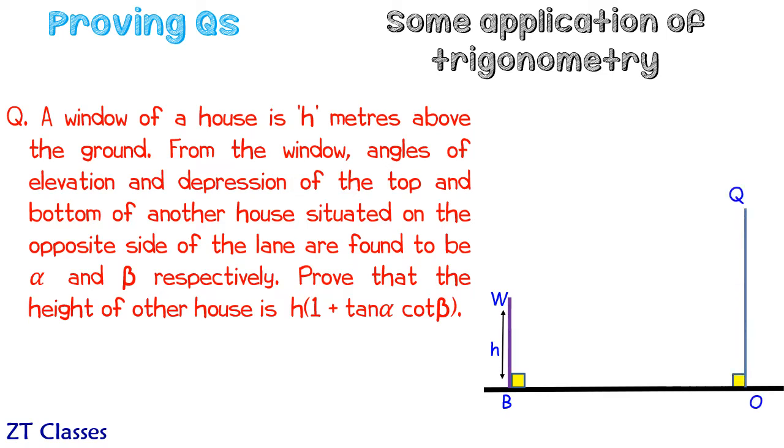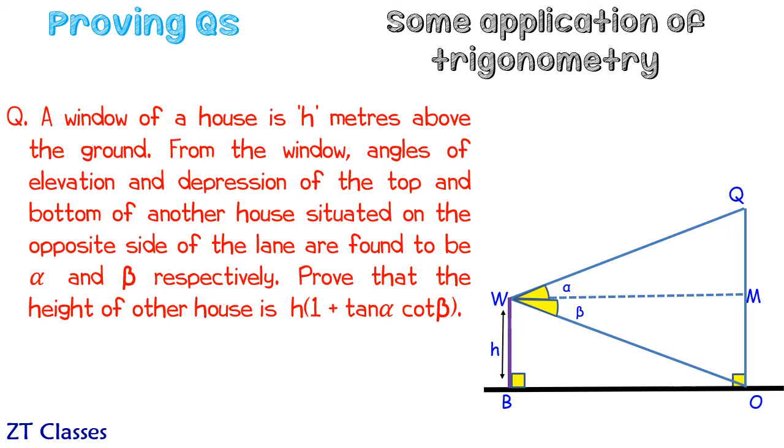That other house is OQ, and for the angle of elevation and depression we need the line of sight. The observer is at W, so let's draw the line of sight. From here the angle of elevation is alpha, so this angle is alpha, and the angle of depression to the bottom is beta. You have to prove that the height of the house is h times 1 plus tan alpha cot beta, or basically you have to find the height of the house, QO.